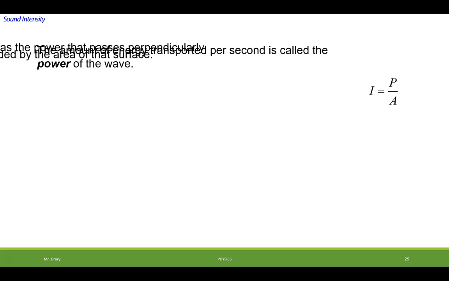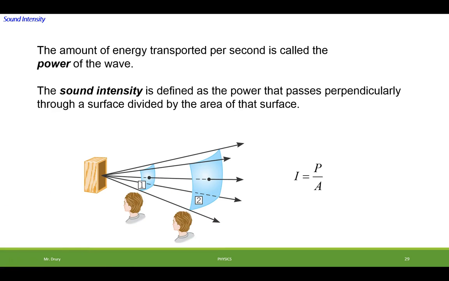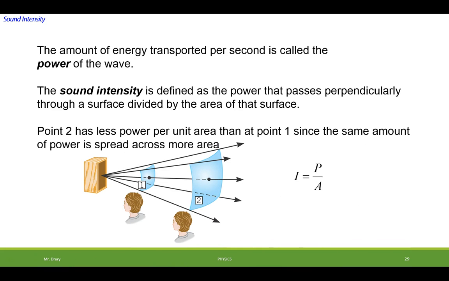Sound intensity is defined as the power that passes perpendicularly through a surface divided by the area of that surface. So intensity is equal to power per unit area. And if you look at the two people listening to a speaker, obviously person 1 will hear a larger intensity than person 2. The reason is that at person 1, that same amount of power is going through a smaller surface area than with person 2.